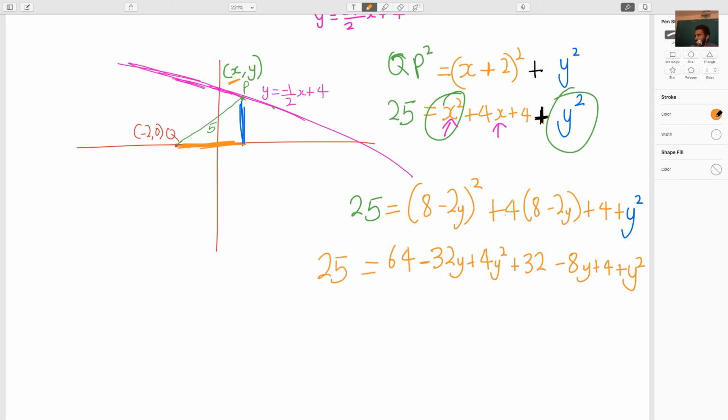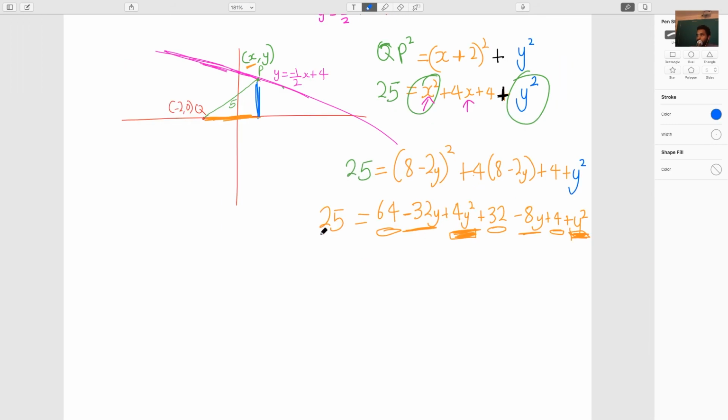And now what we can do is put together all the ones that have the same coefficient. So we have 4y squared here, and we have y squared there. So I can put a rectangle under those, so I remember those. And then we have the minus 32y and the minus 8y, those are together. And then the ones that have no y term, we put there as a circle. Okay, so I will stop at this point, and I'll let you finish it.